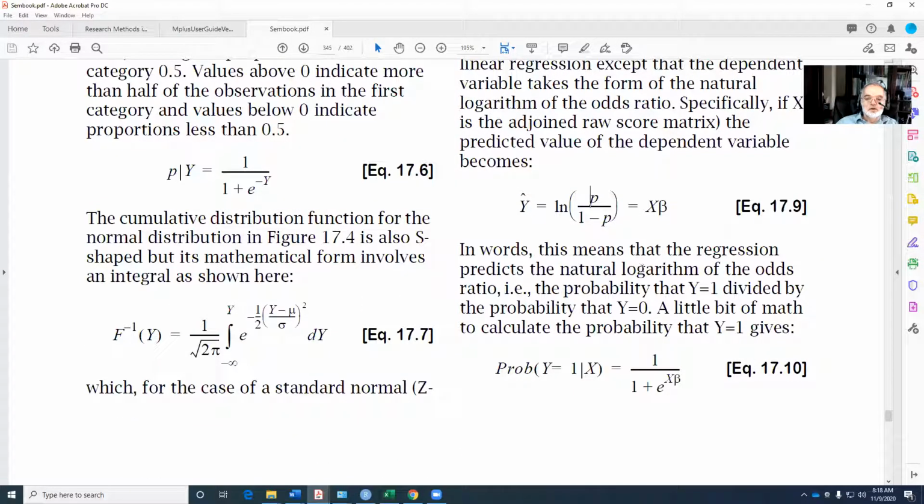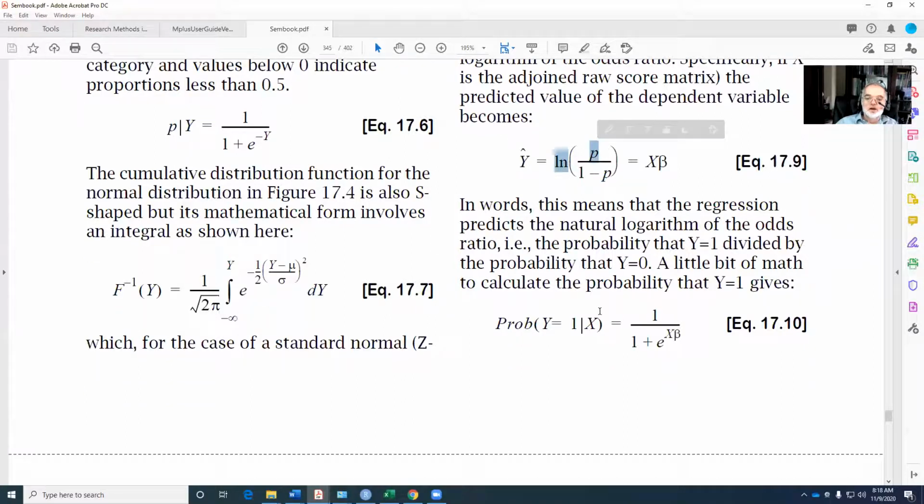So my y predict is going to be the natural logarithm of this odds ratio. That's, in words, what that's saying. And if I want to get the probability that y is 1 based on my predictor variables, it's going to be this formula down here. So rather than having a prediction that's 0 and 1, we're going to have a prediction of the odds that we will have a 1 divided by the odds that we won't have a 1.